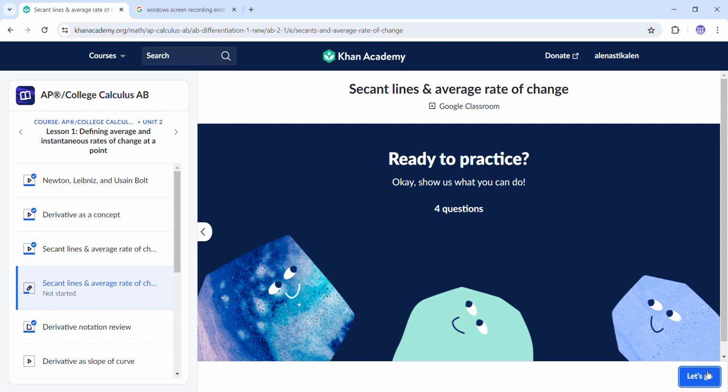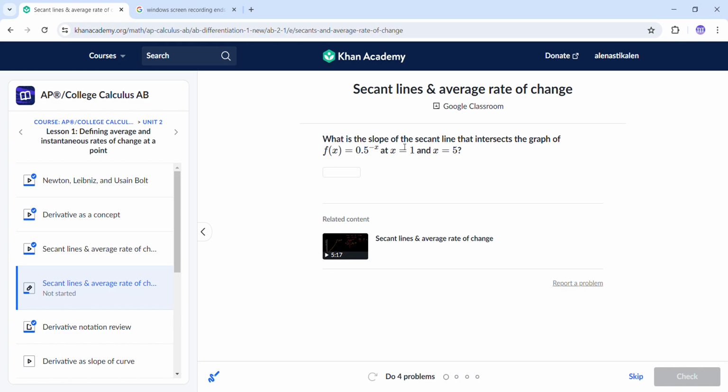Yes, we're ready to practice. Let's go. What is the slope of the secant line that intersects the graph f of x equals 0.5 to the negative x power at x equals 1 and x equals 5?